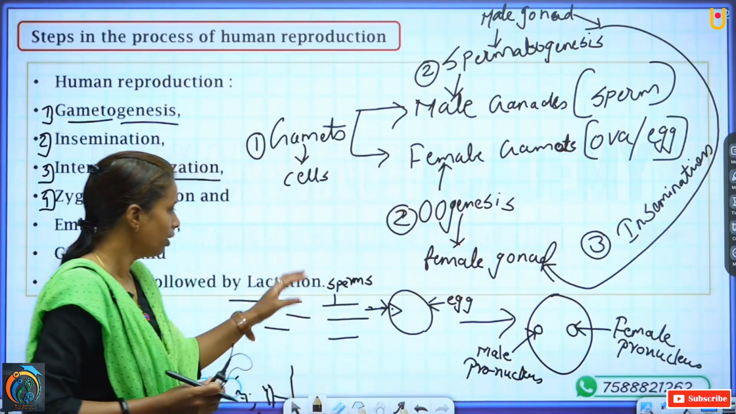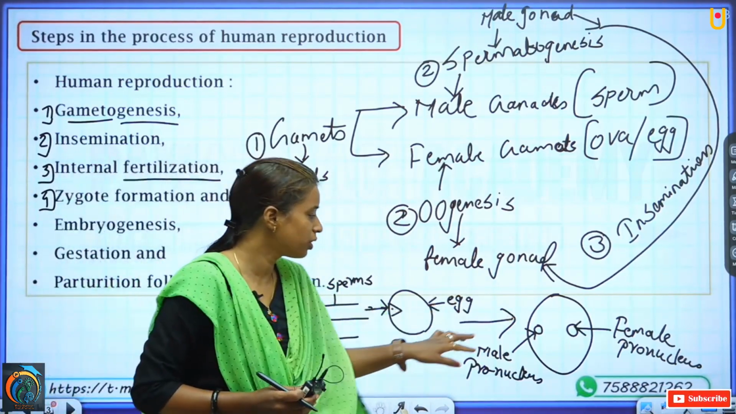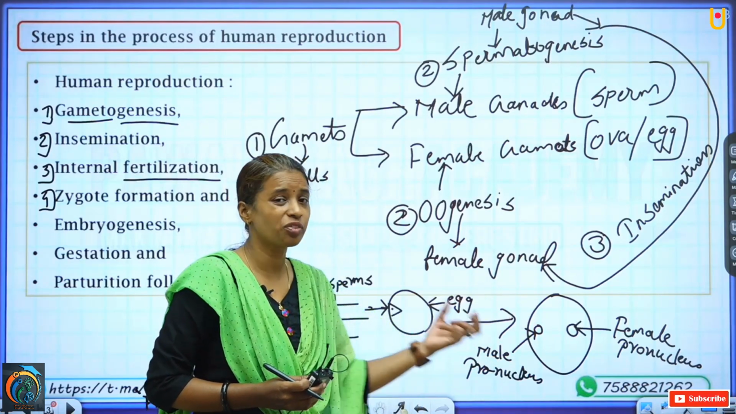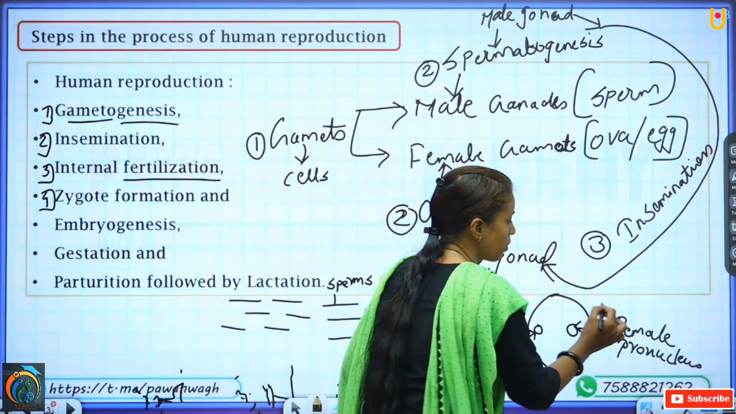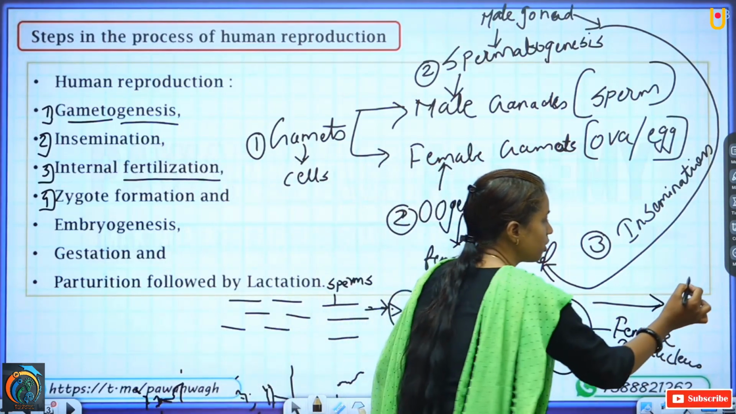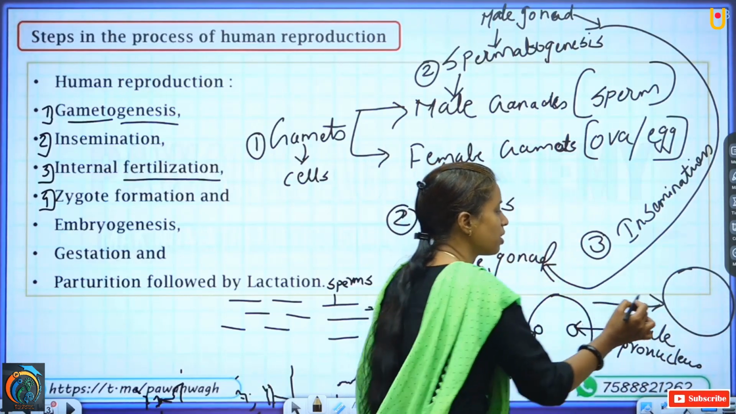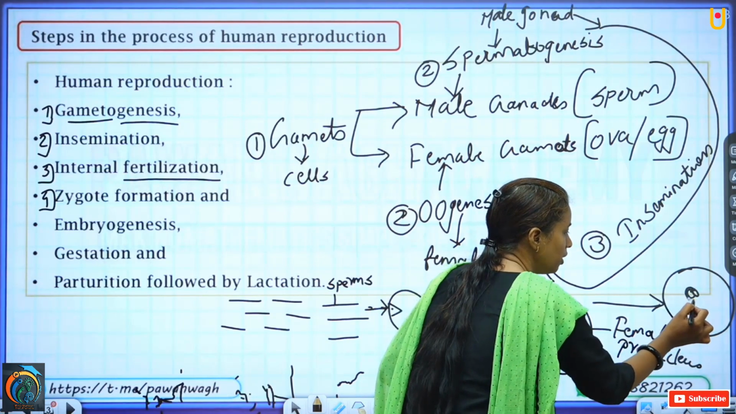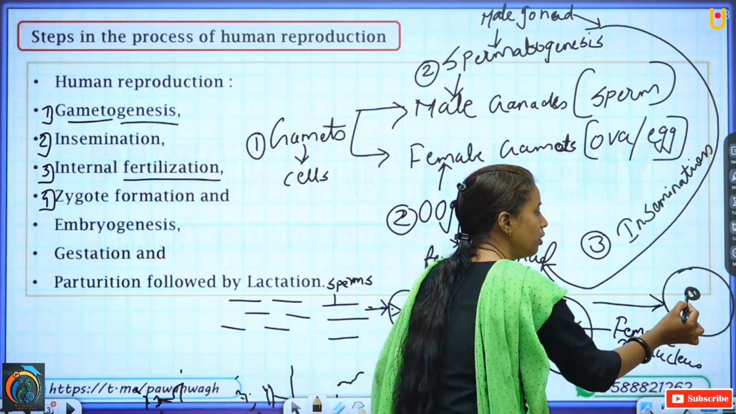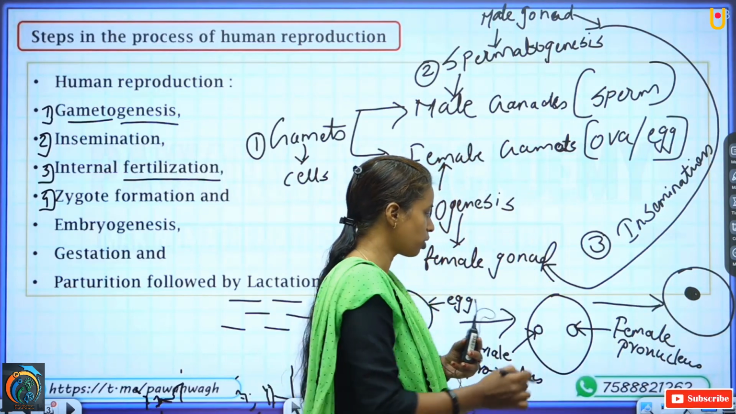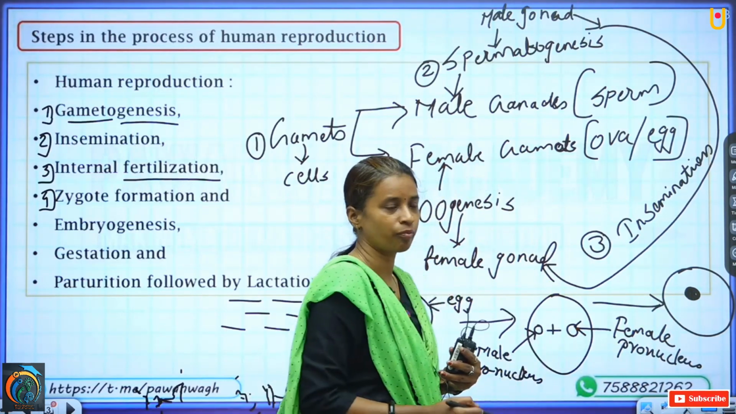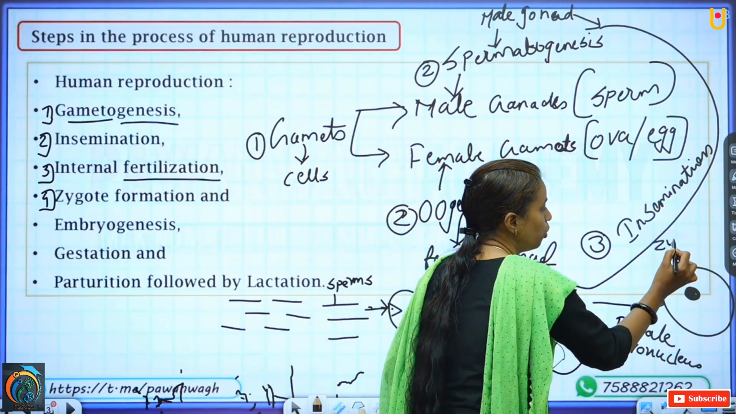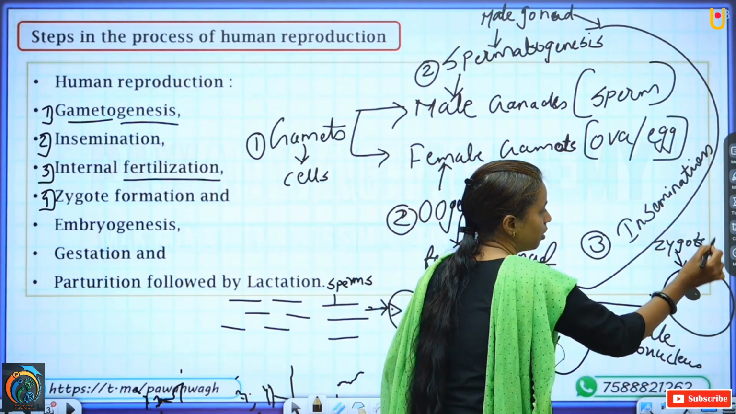Now, when both of these nuclei bind together and fuse, what happens in the next step? The fusion of the nuclei will take place, and they will form only one nucleus. One nucleus is formed after fusion of both of these nuclei, and now we are able to say that it is a zygote. Got it?